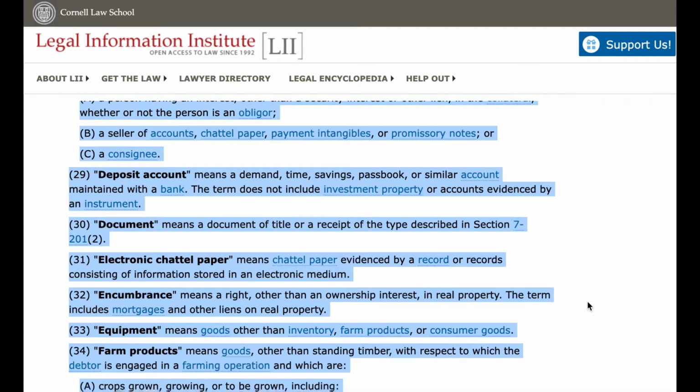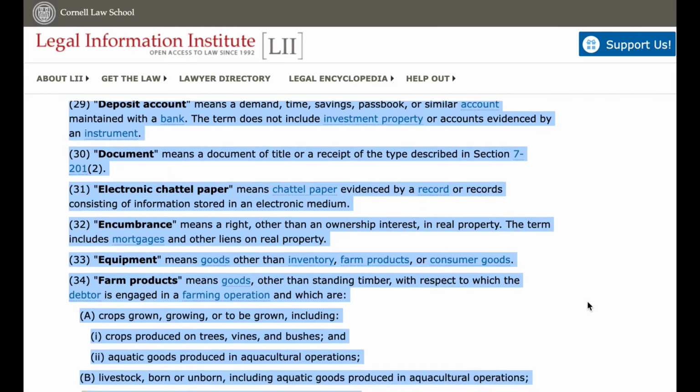The term does not include investment property or accounts evidenced by an instrument. 30. Document means a document of title or receipt of the type described in Section 7201(2). 31. Electronic chattel paper means chattel paper evidenced by a record or records consisting of information stored in an electronic medium.